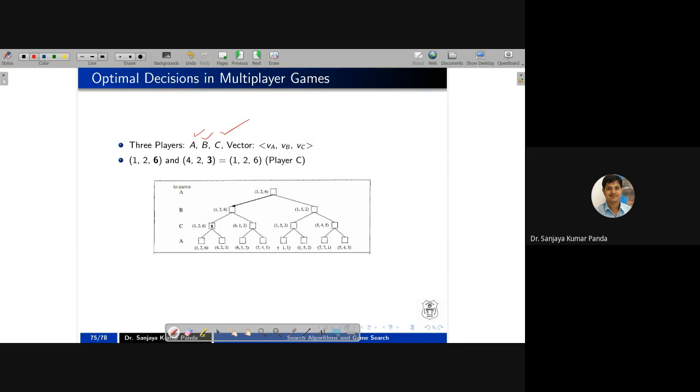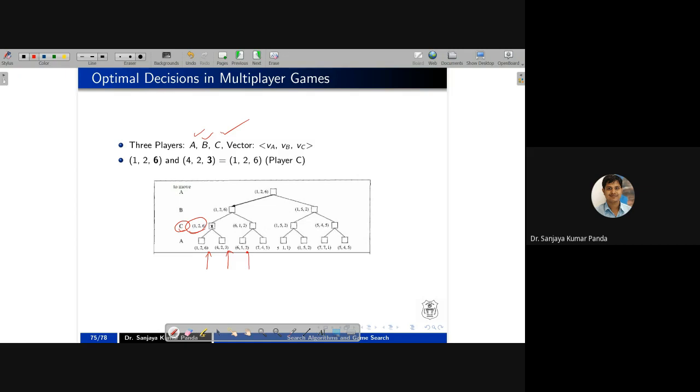Now, if I take a decision here, like 1, 2, 3 and 4, 2, 3. So the player taking the decision is C. If you look at the C value of these two tuples, you will find 6 is greater than 3. So C is going to choose 1 to 6 instead of 4 to 3.